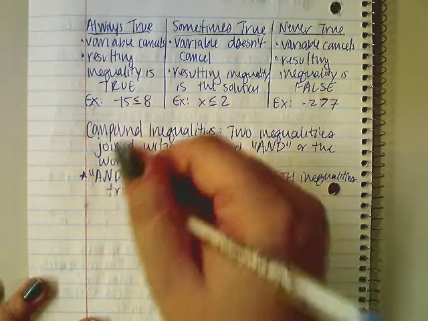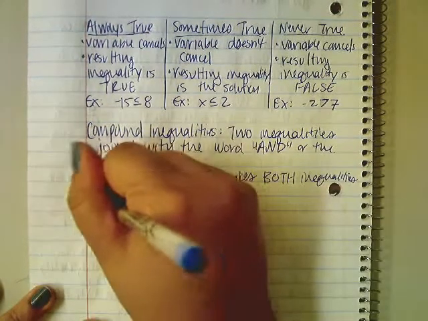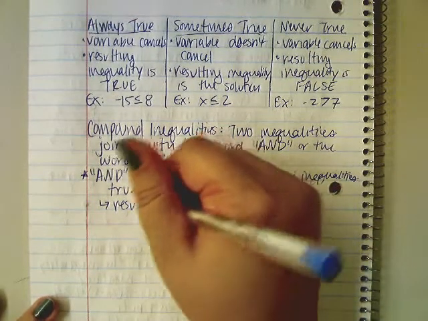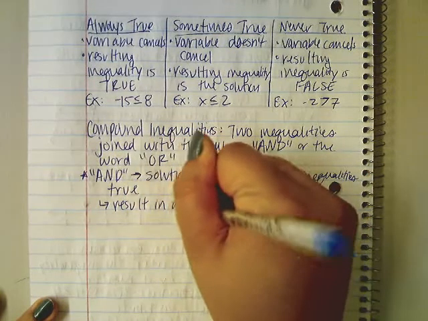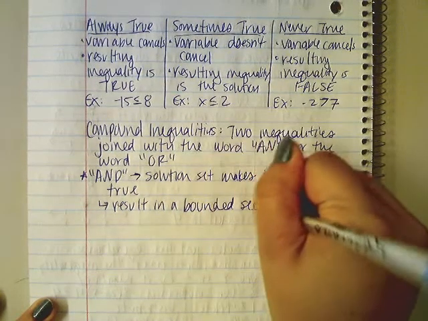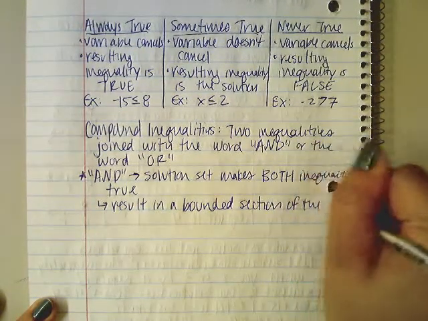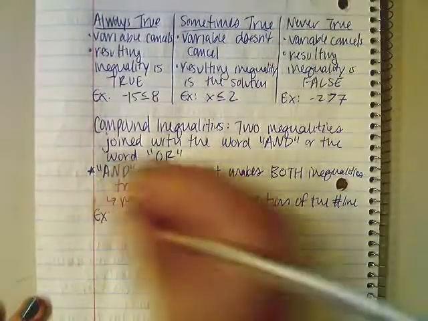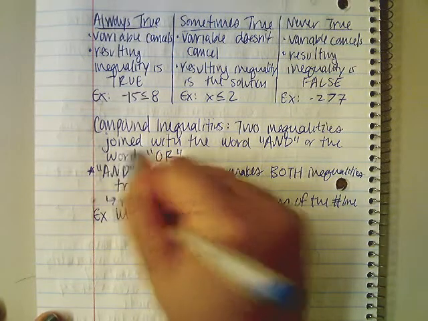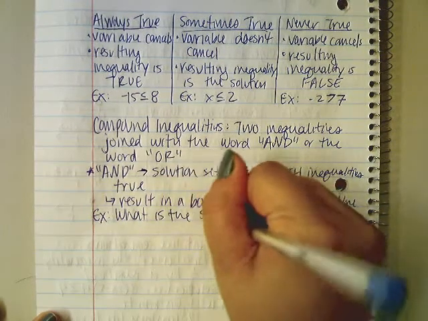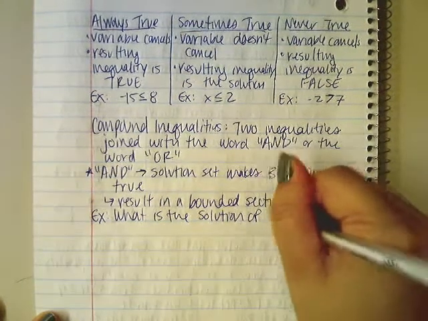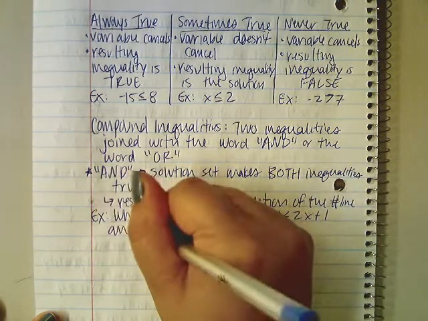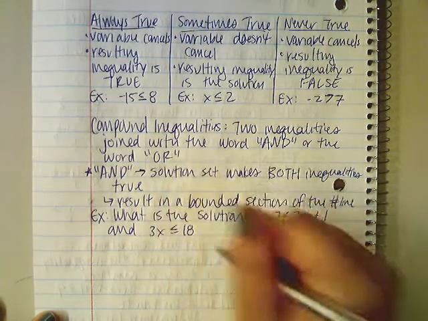So your solution results in a bounded section of the number line. So I'm going to do an example to show you what that looks like. So our example: what is the solution of 7 is less than 2x plus 1 and 3x is less than or equal to 18?